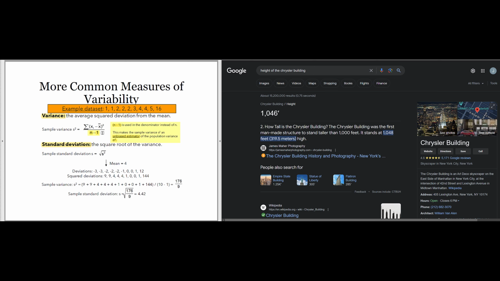All right, well, that was a little long-winded, but I hope it gives you a sense of why you'd better divide by n minus 1 when you're taking a sample instead of just dividing by n.